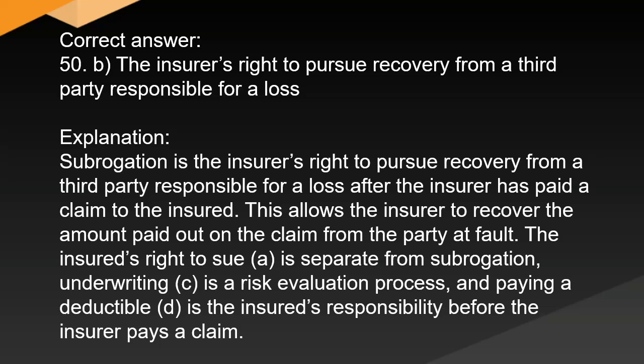Explanation. Subrogation is the insurer's right to pursue recovery from a third party responsible for a loss after the insurer has paid a claim to the insured. This allows the insurer to recover the amount paid out on the claim from the party at fault. The insured's right to sue, A, is separate from subrogation. Underwriting, C, is a risk evaluation process, and paying a deductible, D, is the insured's responsibility before the insurer pays a claim.